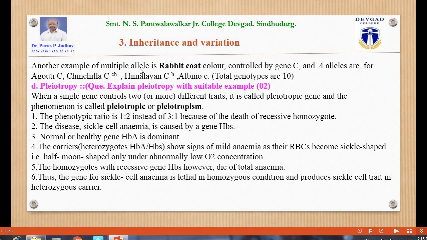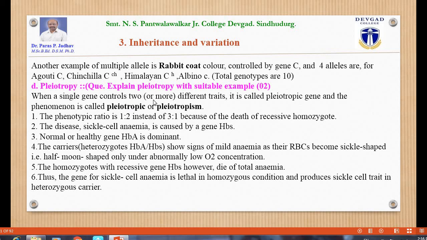Another example of multiple alleles is rabbit coat color controlled by gene C, and 4 alleles are for agouti C, chinchilla Cch, Himalayan Ch, albino c, and total genotypes are 10. Then next point is pleiotropy. Question is, explain pleiotropy with suitable example for tumor.